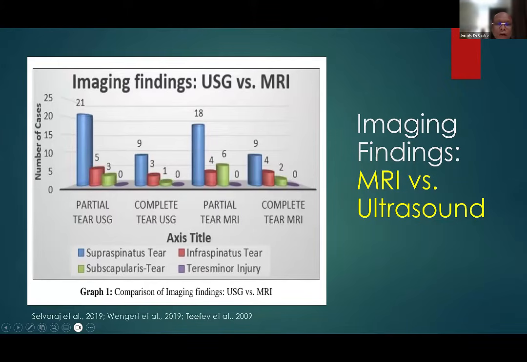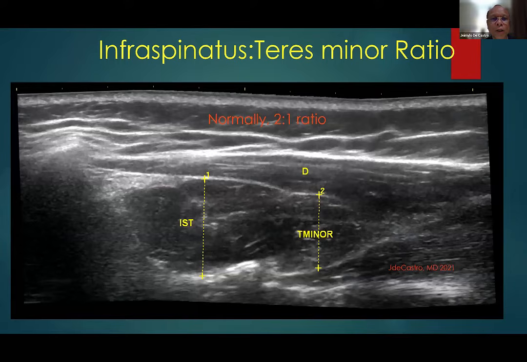So you can see here that you can rely on the use of ultrasound, although it's always user dependent, provided the quality of the images is good and the one doing it is competent. You can rely on the results. This is the ratio that we always use to check the patient's infraspinatus to teres minor ratio, which is normally 2:1. Now, we use some prognostic factors to determine if a patient with, let's say, a rotator cuff injury is a good candidate for surgery.